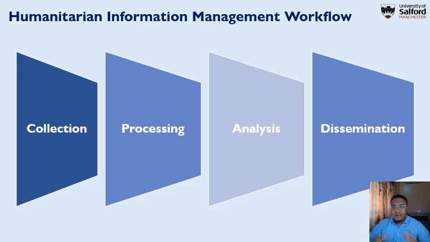The next stage after analysis usually involves dissemination. This is the last stage in the information processing workflow, and it usually involves communication of information products in various formats, be it a map, be it a dashboard or fact sheet, communicating them to policymakers, stakeholders, donors, and different groups.